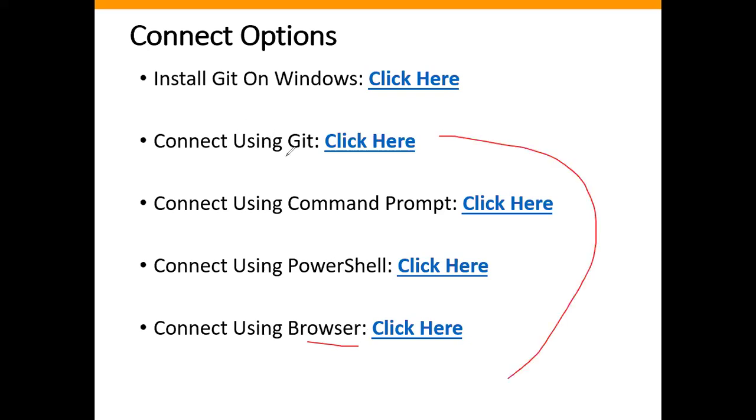But if you want to go with Git, how to install Git on your local Windows machine, there's already a video for that also. The video is already given here. You can first learn that, then you can connect by using Git. If you want to go with command prompt, PowerShell, or browser, just learn it. This video is given just for learning purposes. It's not mandatory right now. First just go with Putty because Putty is number one. Once you are familiar with Putty, then try with these tools also.